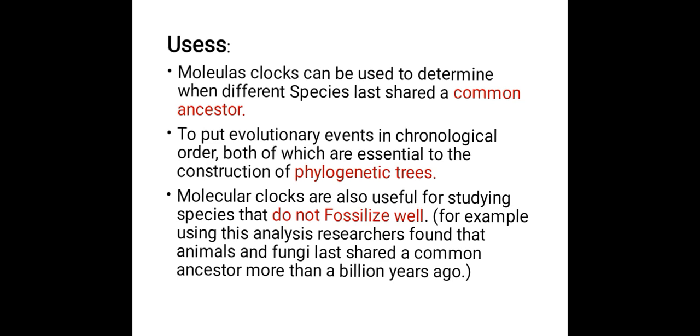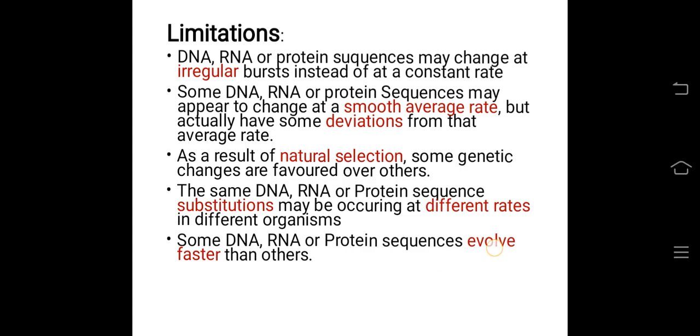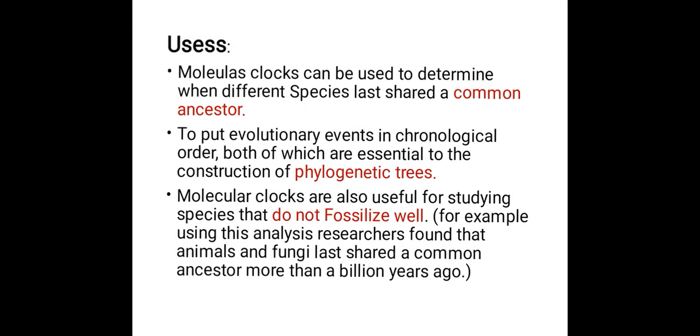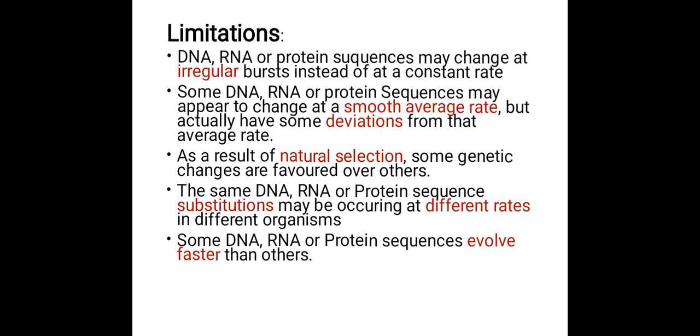For example, using this analysis, researchers found that animals and fungi last shared a common ancestor more than a billion years ago. Molecular clocks are useful to study species that do not fossilize well, and also useful in creating phylogenetic trees. Then limitations: RNA, DNA, or protein sequence may change at irregular bursts instead of at a constant rate.